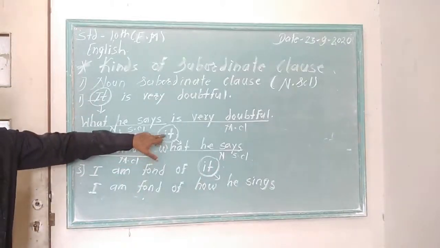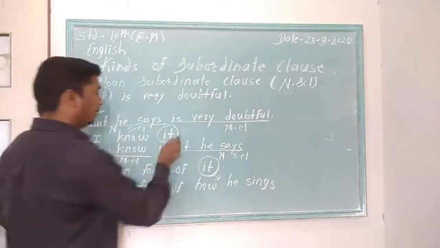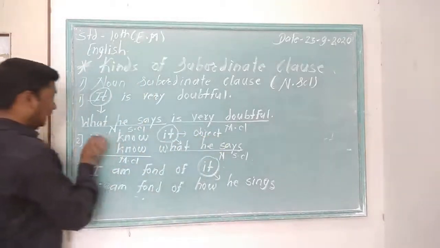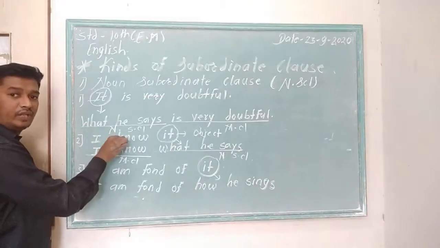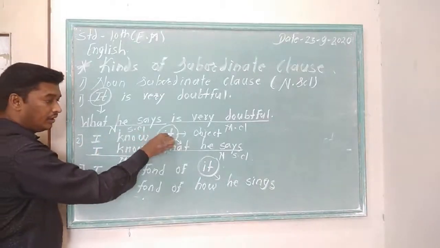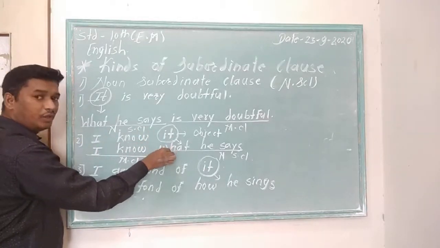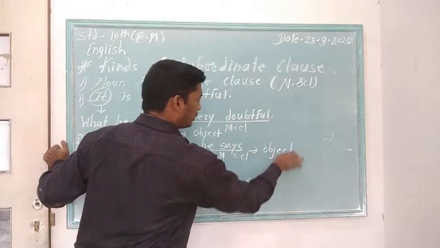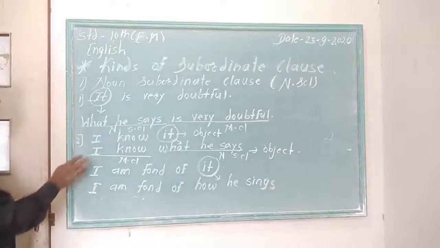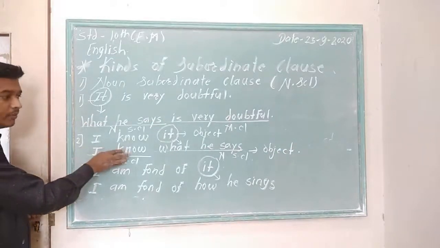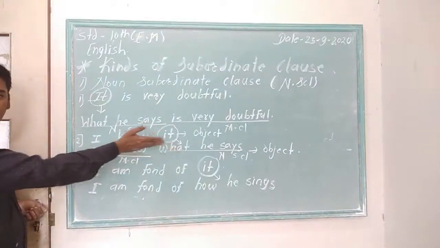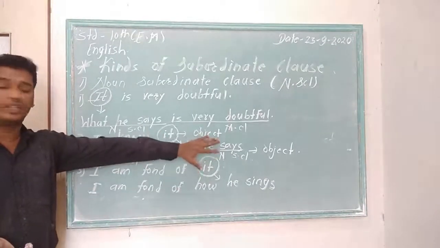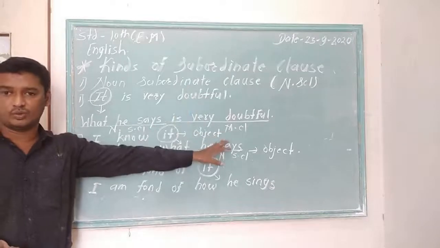Now this "it" functions as object. It is subject, it is verb, and it is object. So this subordinate clause also functions as object. The subject, verb, and that is object. Have you understood? This subordinate clause has been at the place of noun, so that is noun subordinate clause.